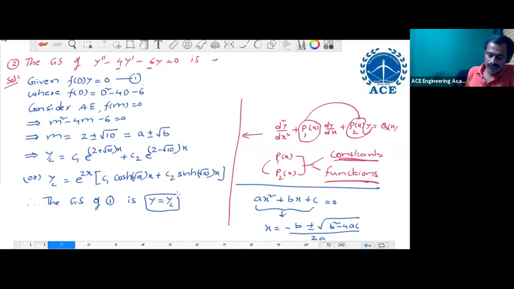Because of the linear combination of two independent solutions, we have here only two arbitrary constants, C1, C2. So a second order solution contains only two arbitrary constants, and a third order solution contains three arbitrary constants. In general, the solution of an nth order linear differential equation will contain n arbitrary constants. In the general solution, the number of arbitrary constants is the same as the order of the differential equation. That is why for second order there are only two arbitrary constants C1, C2 in the solution. That is the second problem.